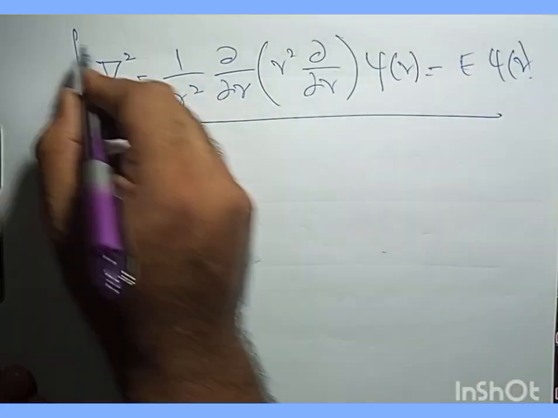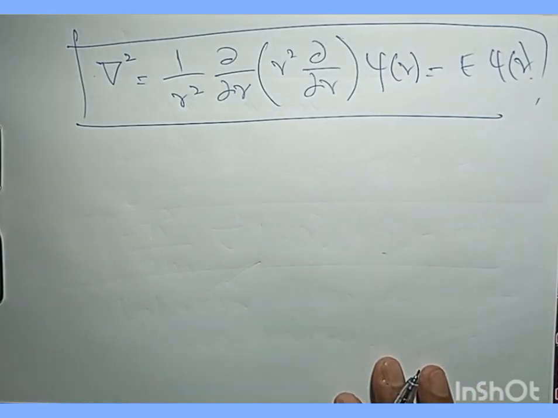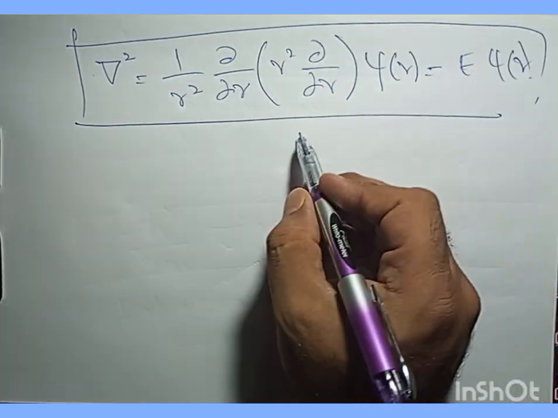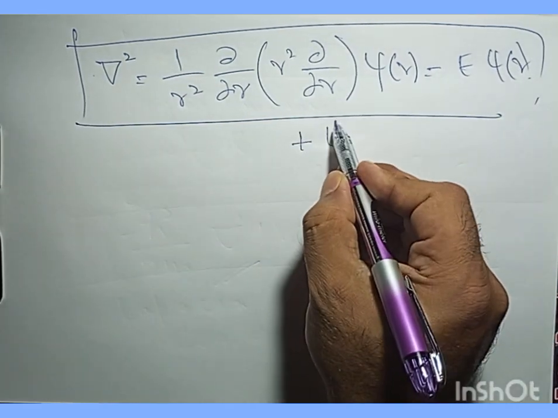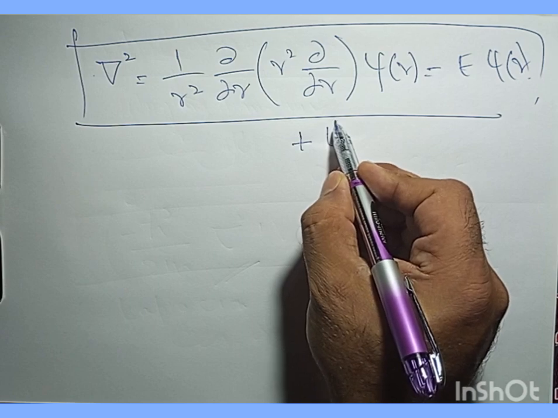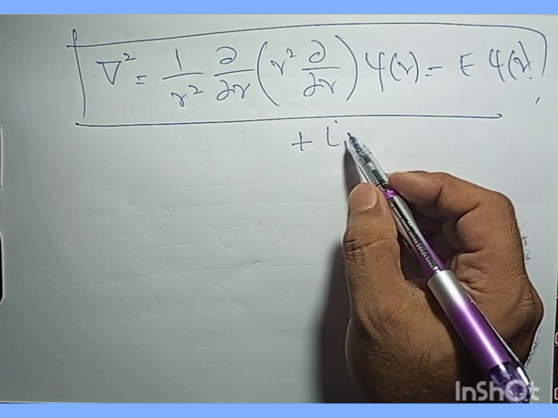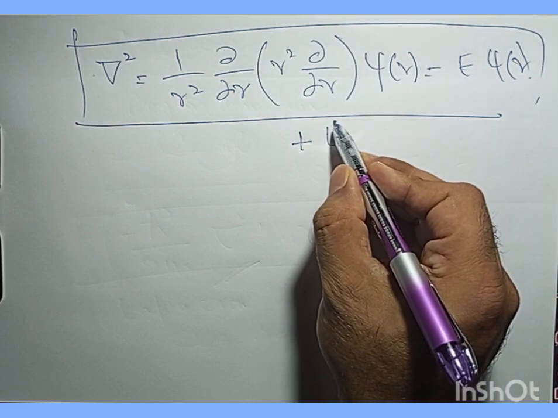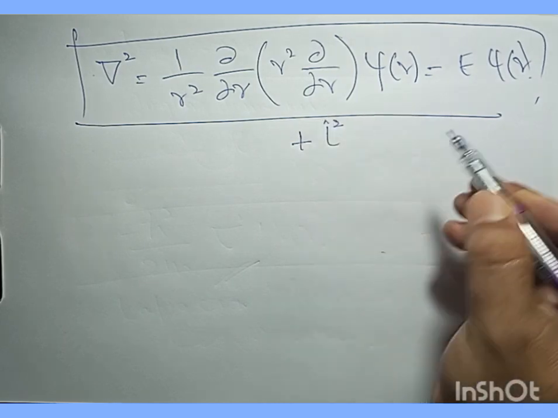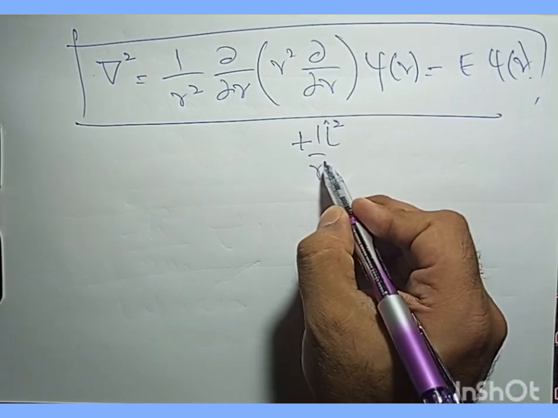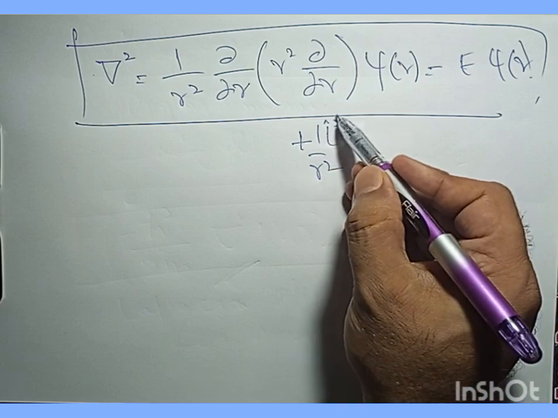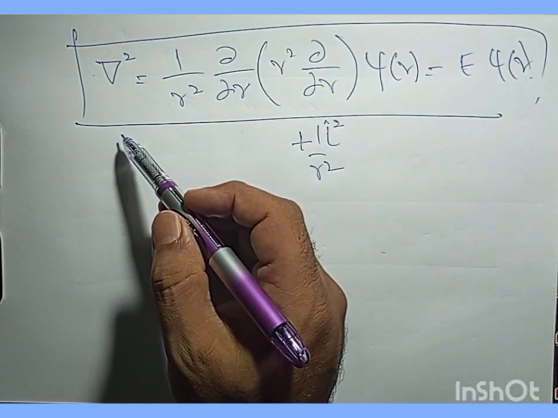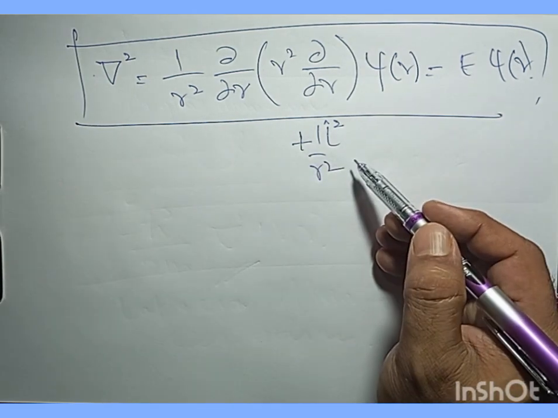So this is our Laplacian in spherical polar coordinates, and something is missing here. Yes, we have to add the angular momentum part, so plus L into L plus 1, where L is the orbital quantum number, so I can write it as L squared over r squared. This L squared is the angular part of the Laplacian operator, and this is our angular momentum operator.